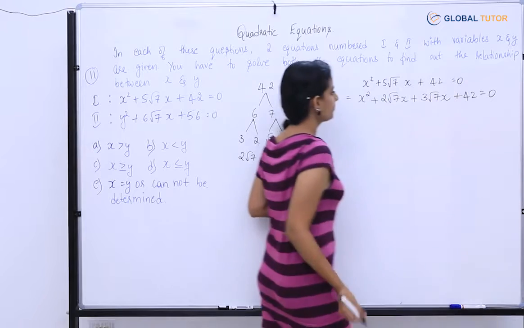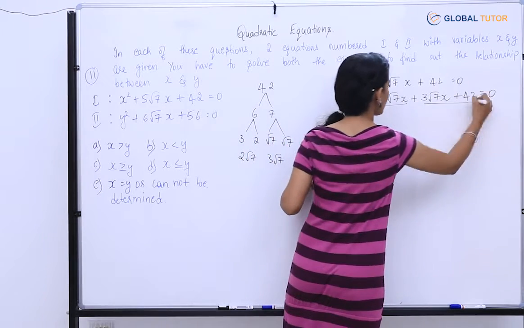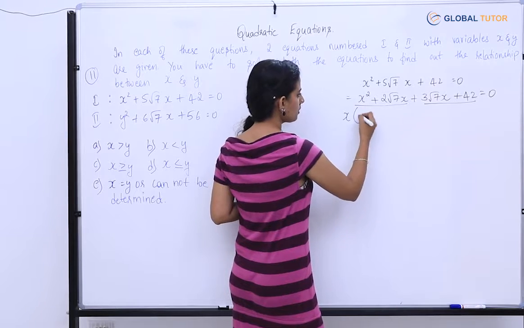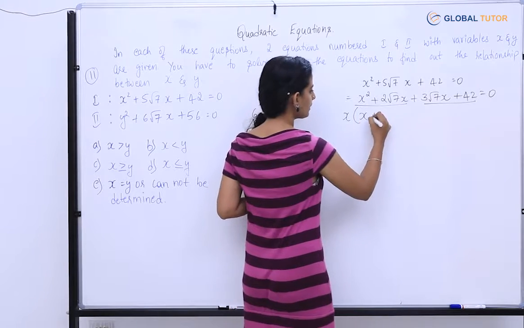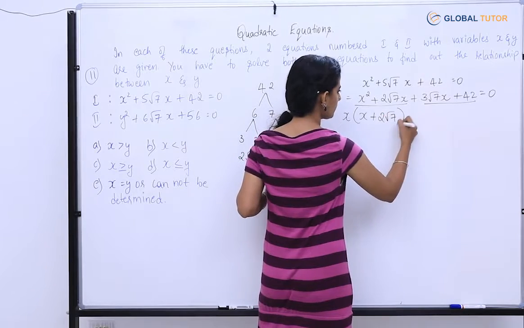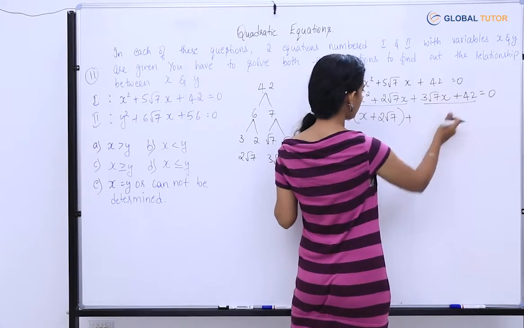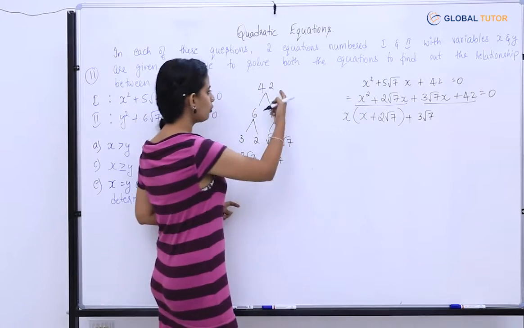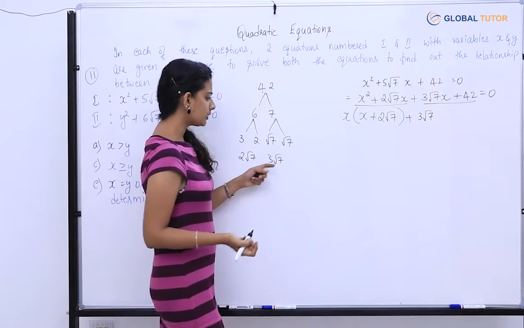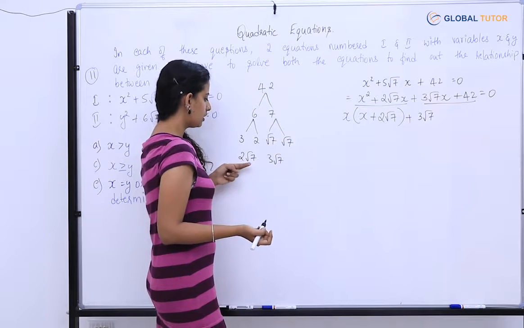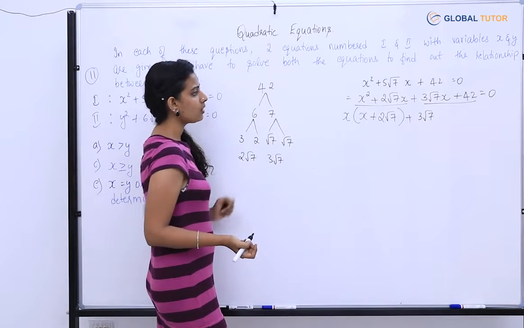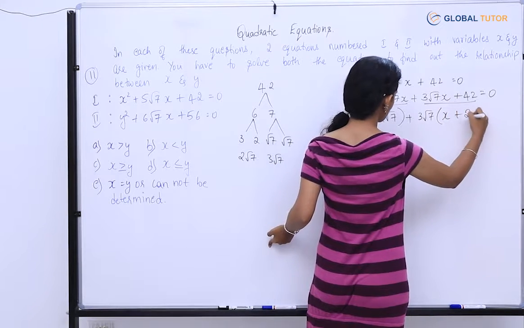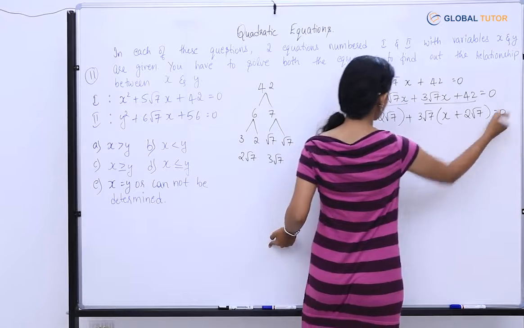Now we will group these two and these two. Here we can take x as common, so we will be left with x plus 2 root 7. From these two terms, I can take out 3 root 7 as common. Why? Because 42 we already split into 3 root 7 and 2 root 7. So when I multiply these two, I'll get 42, right? So 3 root 7 into x plus 2 root 7, which is equal to 0.